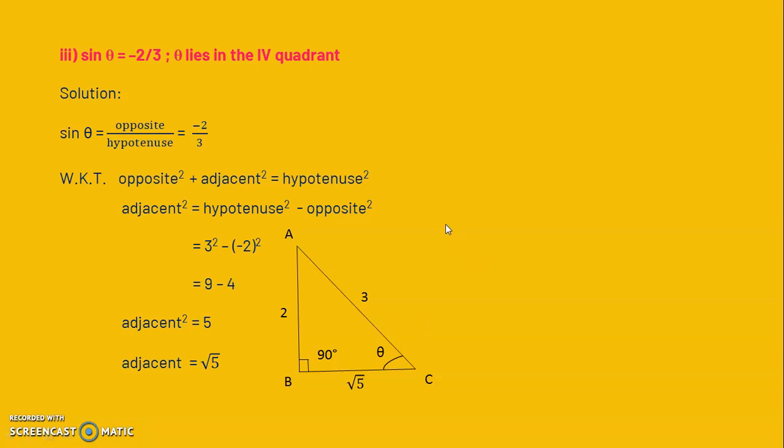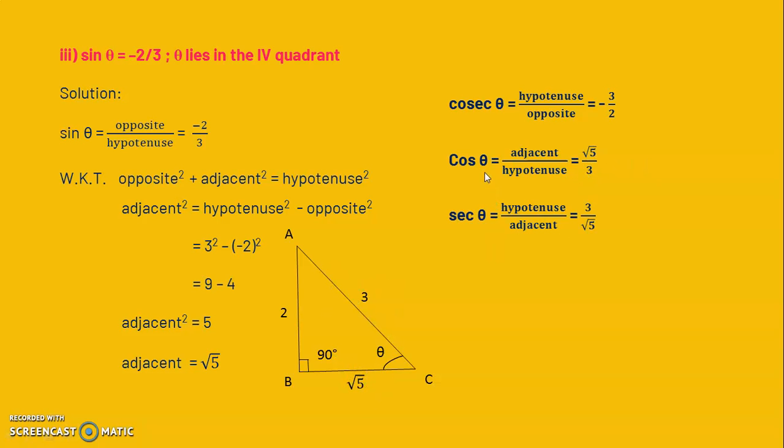Okay. So you can write all the trigonometric functions. Cosecant theta as hypotenuse by opposite, that is inverse of sin theta, which is minus 3 by 2, and your cos theta is adjacent by hypotenuse, which is root 5 divided by 3. Your secant theta is the inverse of cos theta, so that 3 by root 5. And your tan theta is opposite by adjacent, that is 2 divided by root 5. And your cot theta is adjacent by opposite, so root 5 divided by 2.